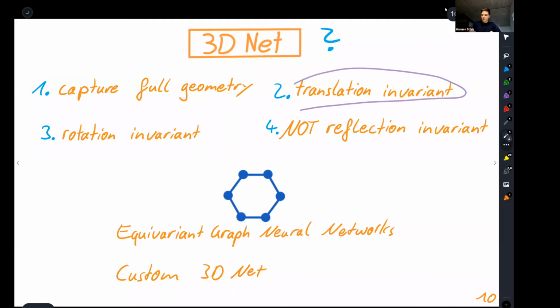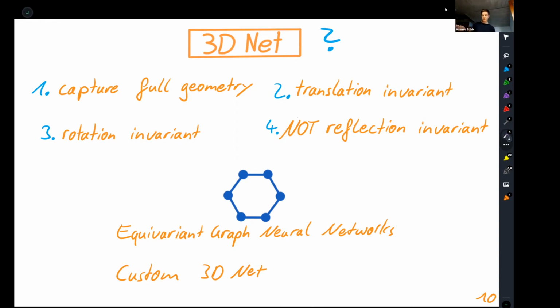It should be translation and rotation invariant, and what I mean is just if we have a molecule, we move it in space or we rotate it, then the properties stay the same. So we want it to be invariant with respect to that. And we actually don't want it to be reflection invariant because molecules have chirality, and the properties of molecules, at least if they depend on interaction with other molecules, can change depending on the chirality or the handedness of the molecule.